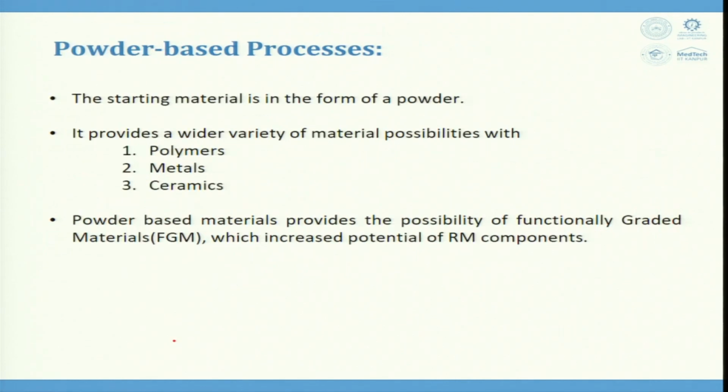Next come the powder based processes. The starting material is in the form of a powder. It provides a wide variety of material possibilities between polymers, metals and ceramics, whatever could be converted into powders, and on heating or curing with laser could be converted into solid, could be used as a raw material for the powder based processes. Powder based materials provide possibility for functionally graded materials, that is FGMs, which increase the potential of rapid manufacturing components.